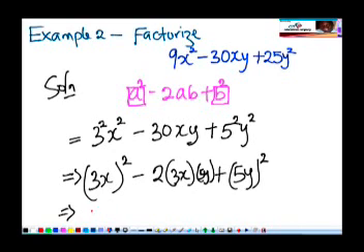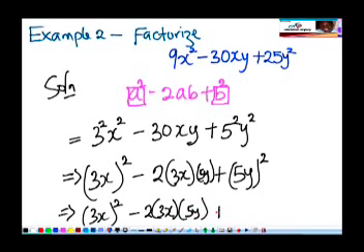So I have (3x)² minus 2(3x)(5y) plus (5y)². Let me see if this center point is correct. This has already been expressed in a base. 2 times 3x will be 6x, and 6x times 5y will be 30xy, which actually is correct.